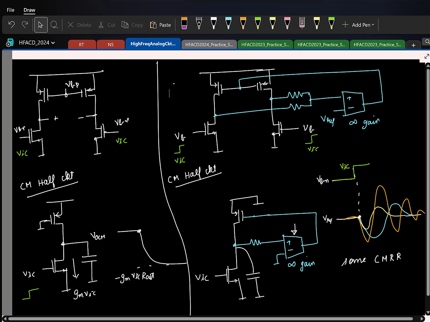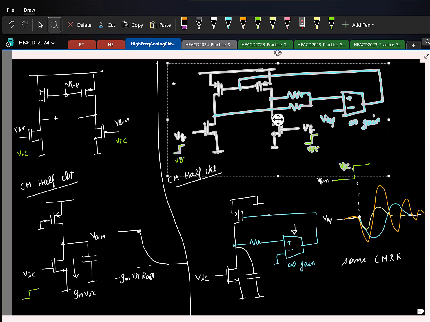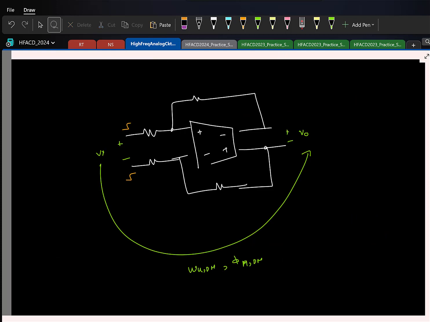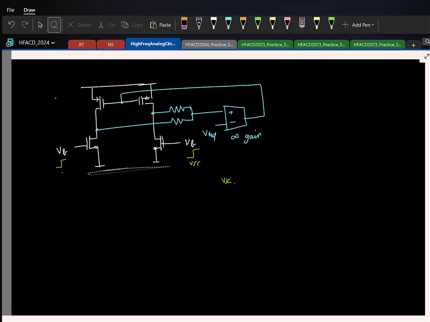What I'll do, I'll copy the same thing maybe to save time. This is clear now, at least. The CMFB, if you put in a pseudo differential thing, will provide some common mode rejection. But how fast it suppresses the common mode is dependent on the omega u of the feedback. Okay. So now let us say I take the same thing, but I inherently give it a good common mode rejection by putting a tail current source like this.